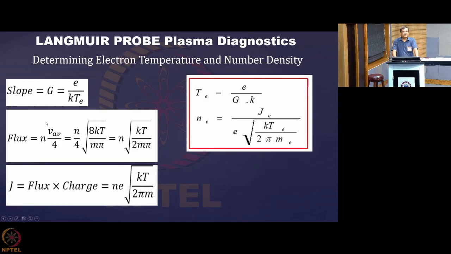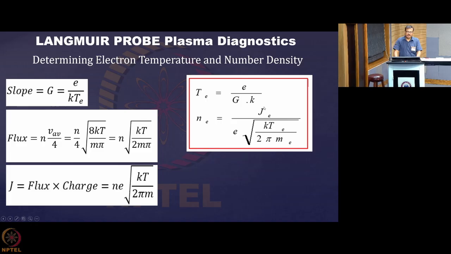So we write the slope as G, that is e by kTe. So Te you can just determine as e by Gk. So it is so easy. You just make a plot, sweep your voltage, get that semi-log linear plot, find the slope of that, which is equal to e by kTe, and from that you determine the electron temperature as e by Gk.